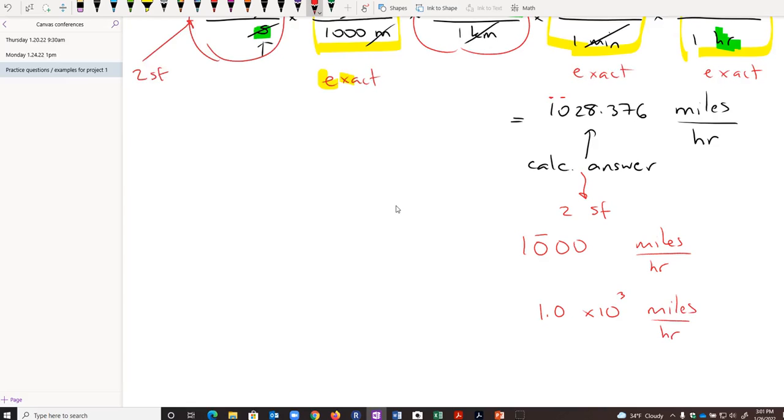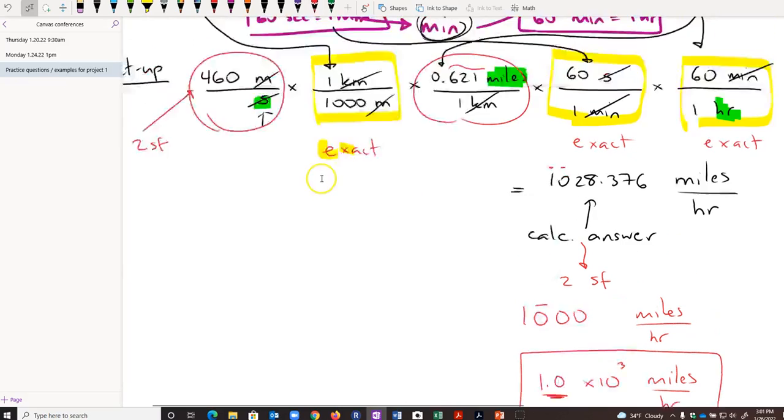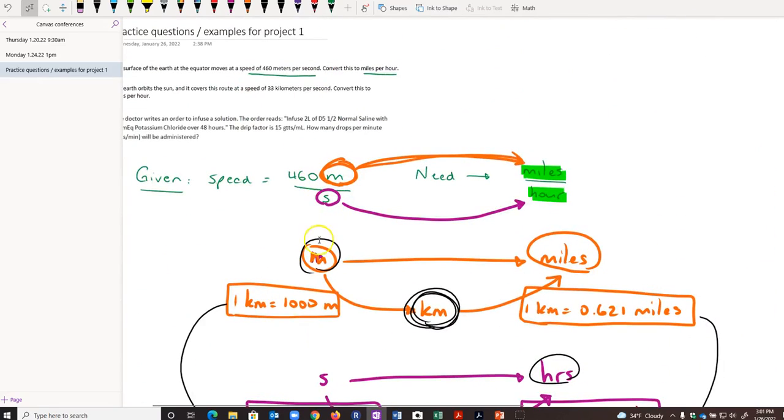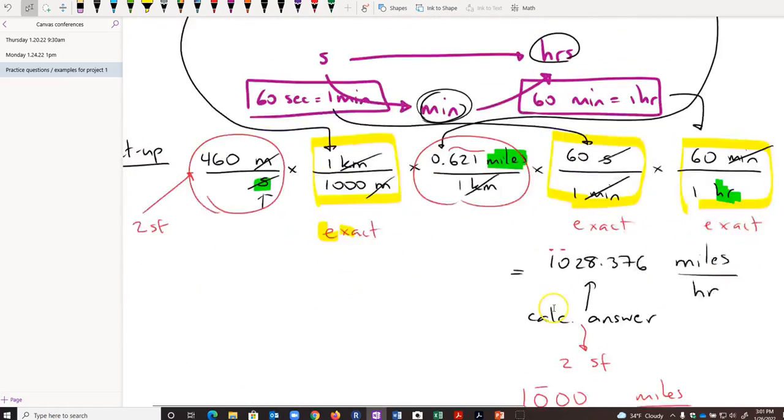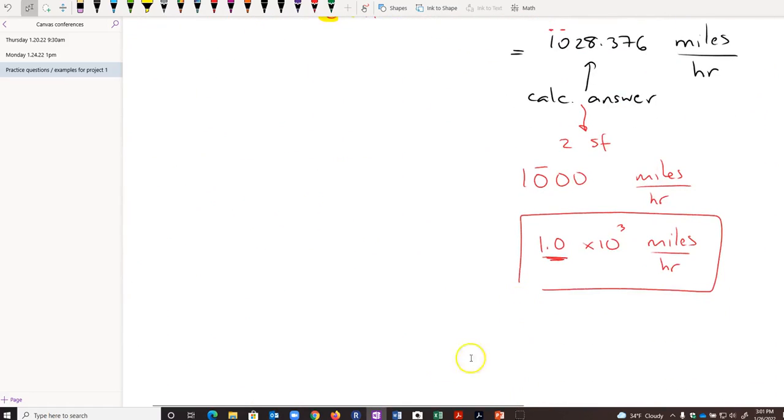So we end up with 1.0, which has your 2 sig figs, times 10 to the 3 miles per hour, right? So roughly, according to what we're told here, the Earth is rotating at a speed of 1,000 miles per hour, right? That's pretty quick.